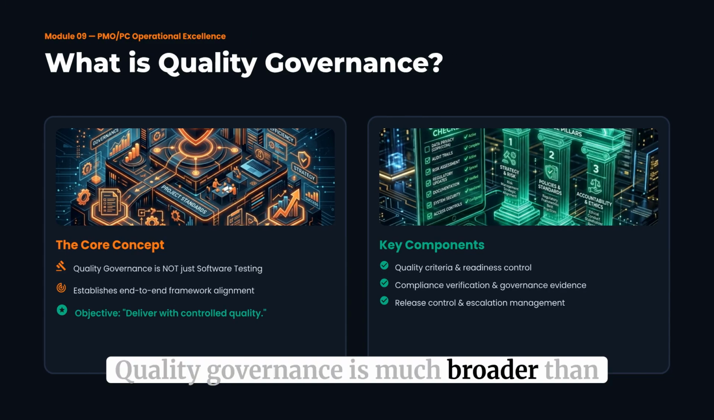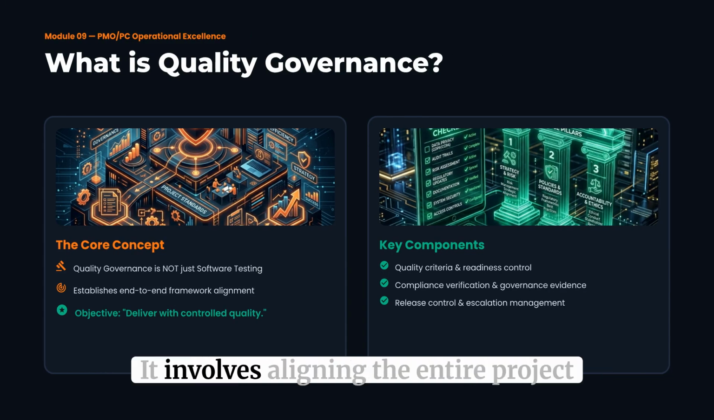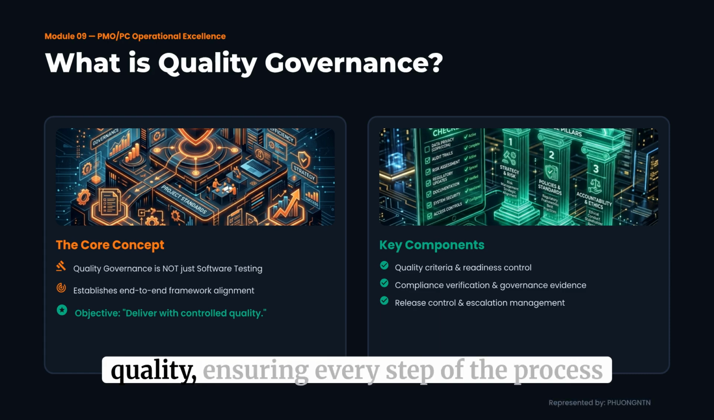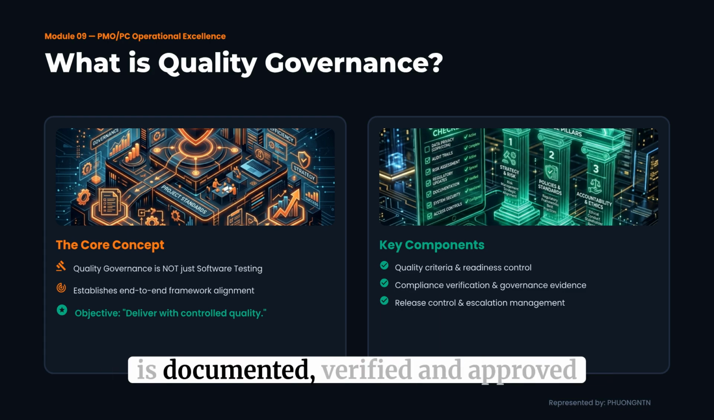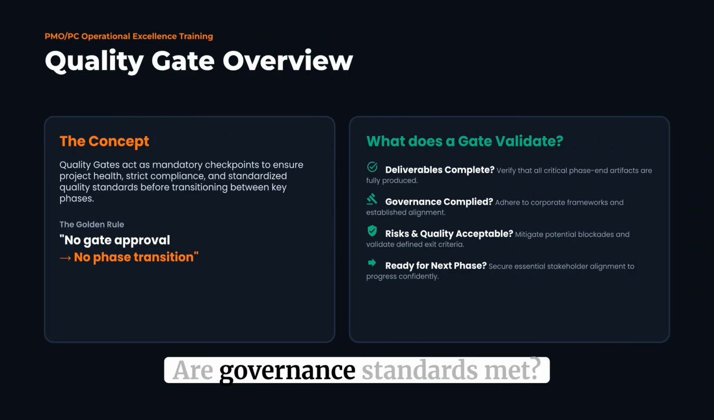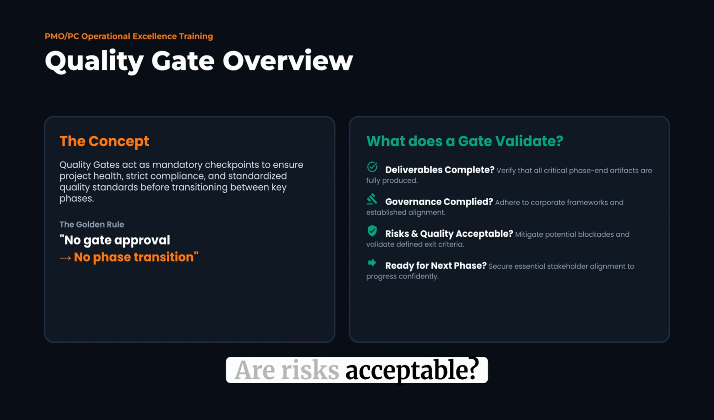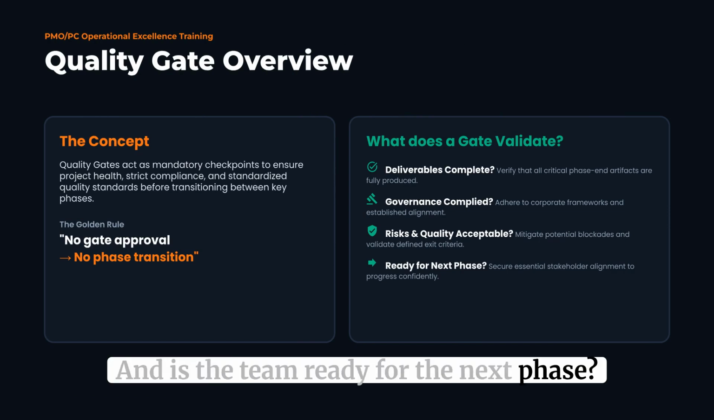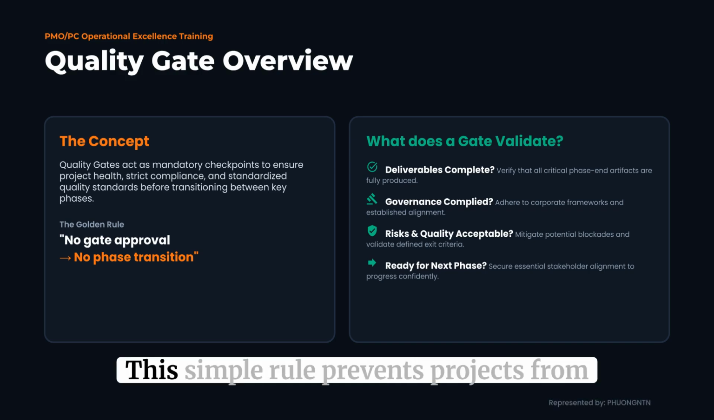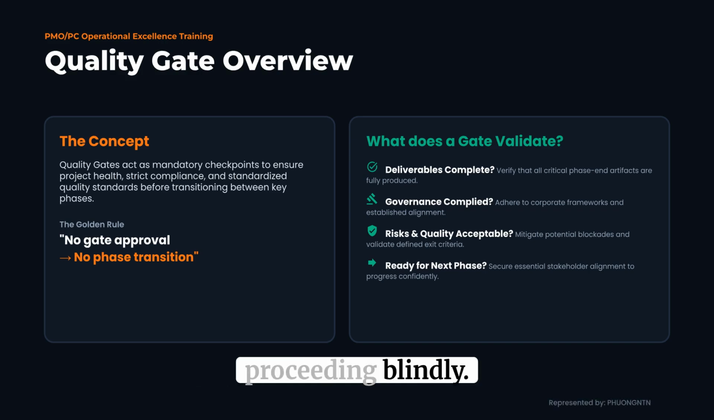Quality governance is much broader than just software testing. It involves aligning the entire project framework, from strategy to execution. The goal is to deliver with controlled quality, ensuring every step of the process is documented, verified, and approved according to organizational standards. A quality gate validates 4 key areas. Are deliverables complete? Are governance standards met? Are risks acceptable? And is the team ready for the next phase? Remember our golden rule. No gate approval means no phase transition. This simple rule prevents projects from proceeding blindly.